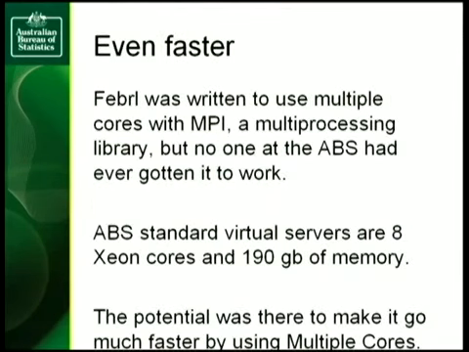So lesson number 1. Febrile is written to use multiple cores with MPI, which is a multiprocessing library, but no one at the ABS had ever gotten it to work, so that was the number 1 thing to try. We had Windows virtual servers with 8 Xeon cores and 190 gigabytes of memory. So there's a potential there: with 1 core, it takes 8 hours; with 8 cores, obviously, it takes 1 hour. So that's ideal, and that was the potential there to make it much faster.